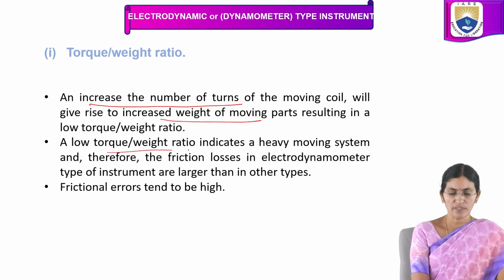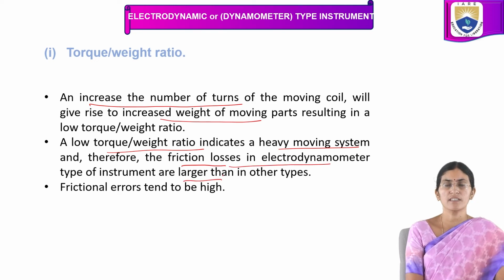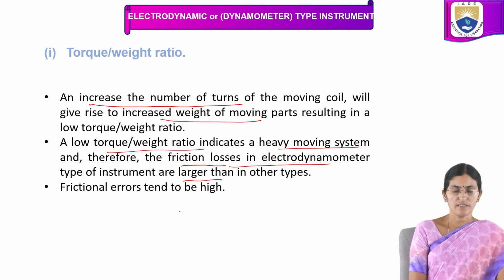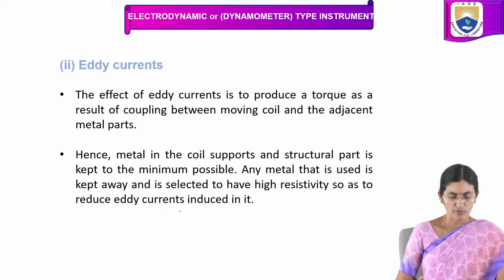So low torque to weight ratio indicates a heavy moving system. In such a case, the friction loss is more. Therefore, friction losses in these types of instruments are larger than in other types. So frictional errors are very high in this instrument.